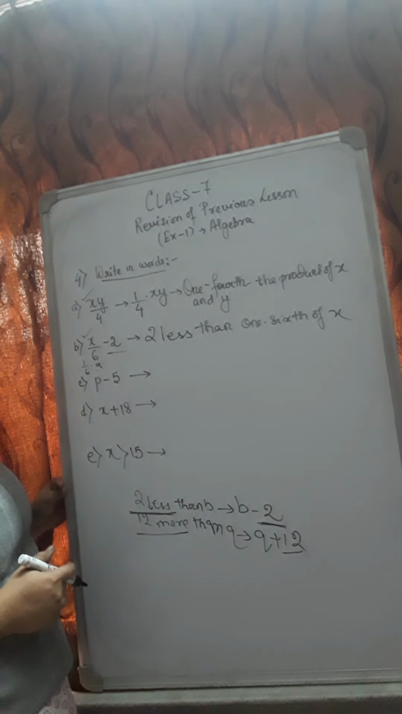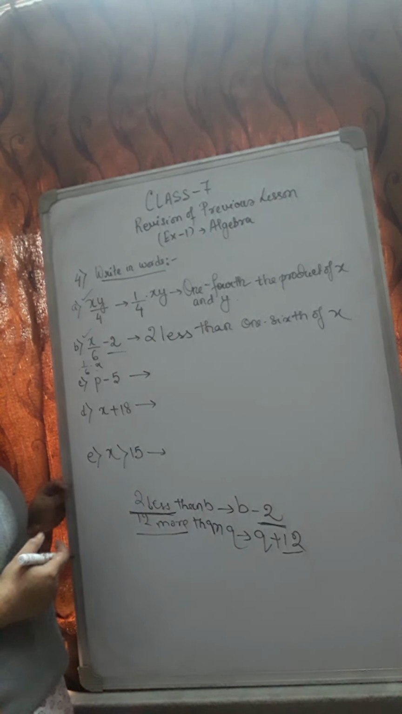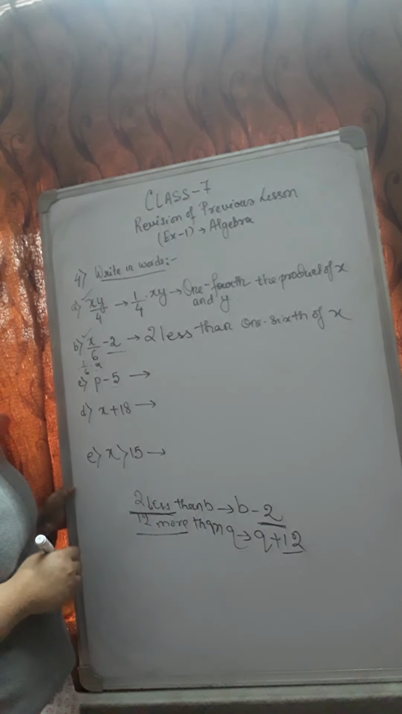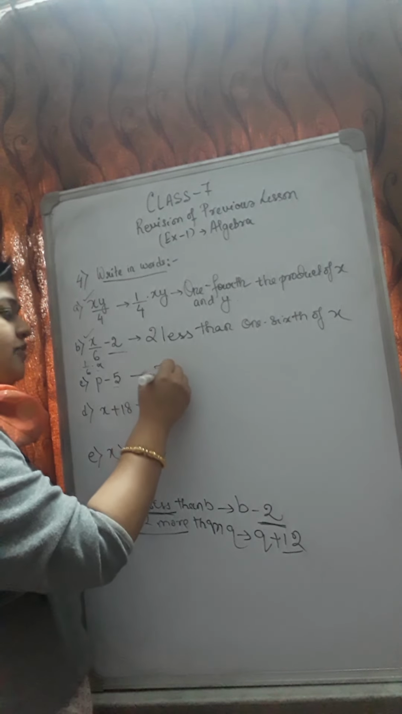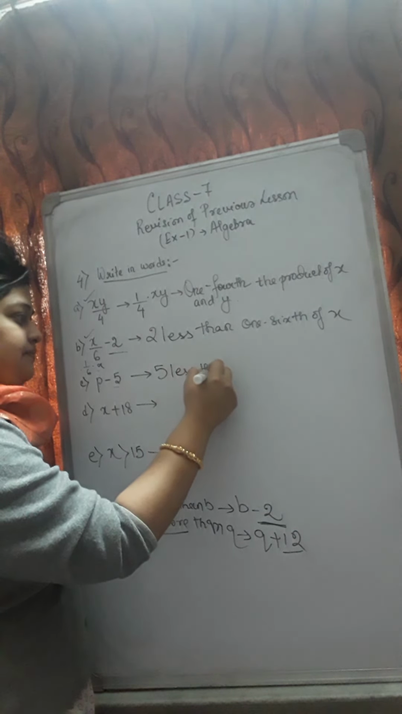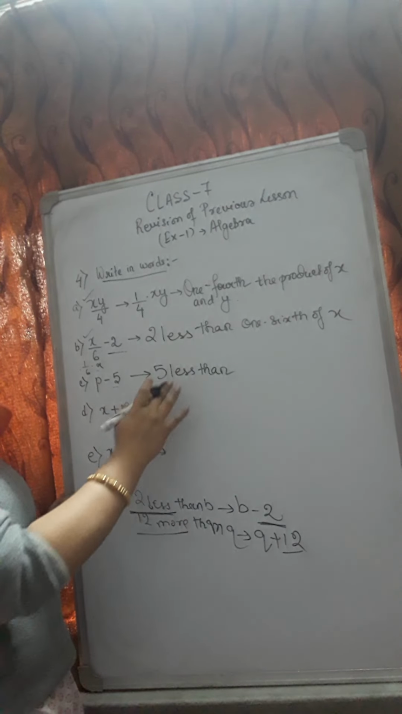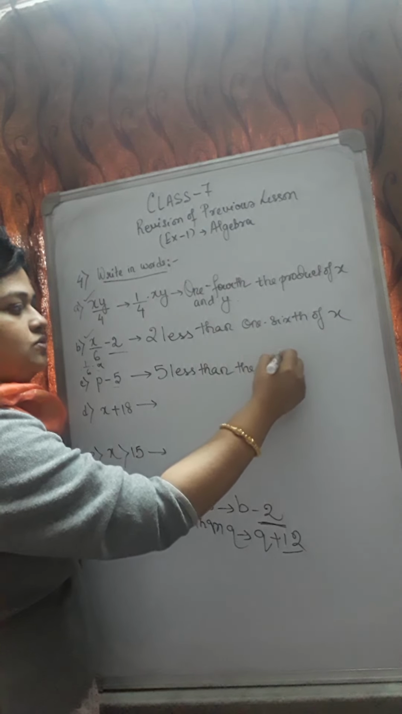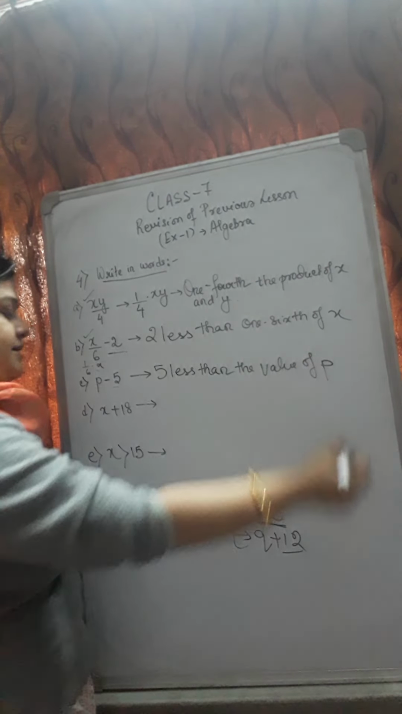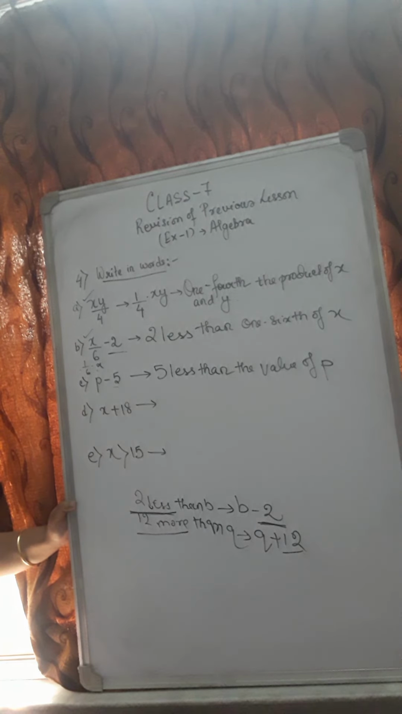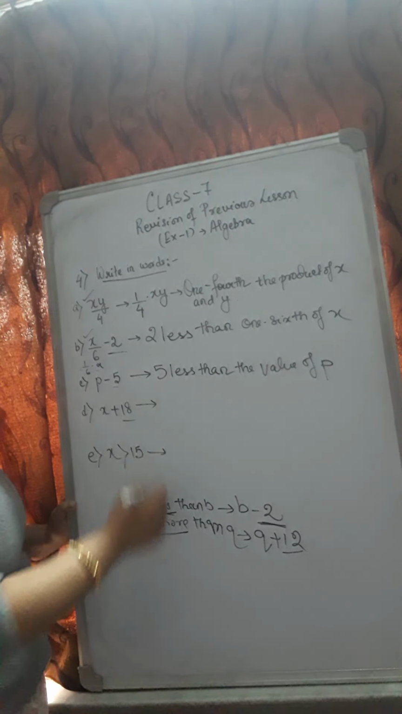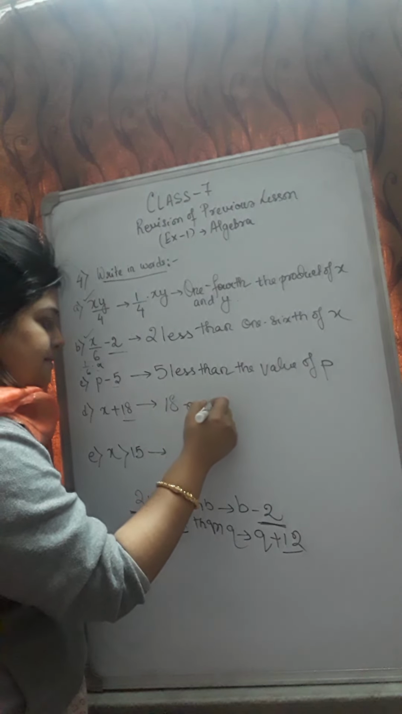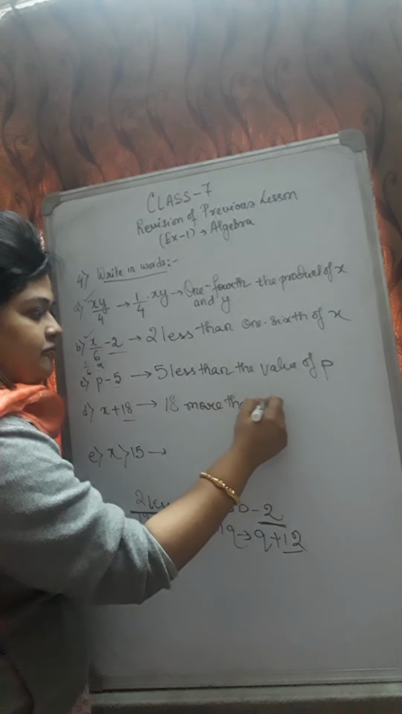C. P minus 5. Just now I said the rule that in an algebraic expression it comes at the end, but when we write in word form it will be 5 less than. You can write directly 5 less than P, or you can write 5 less than the value of P. Both are correct. X plus 18. Same way, 18 is added, but when you write in words, 18 more than the value of X.